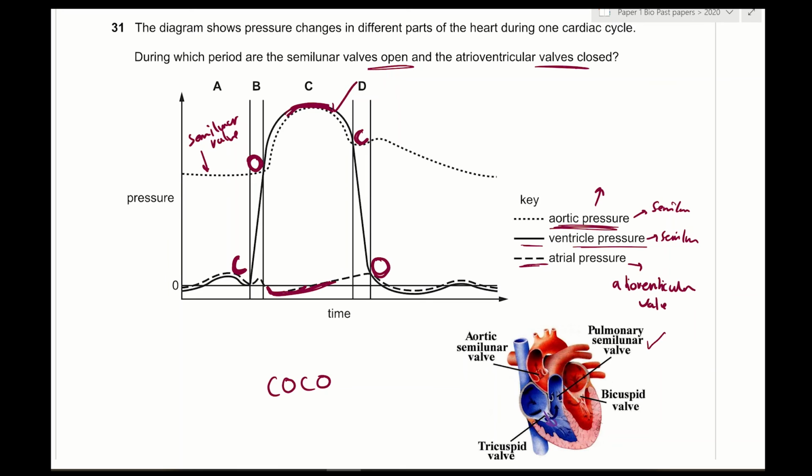And by the way, do not be confused and answer B, because here it's asking about the period during which they are open, not starting to open or starting to close. There's a very huge difference in the terminology used here, so beware, and the answer is going to be C.